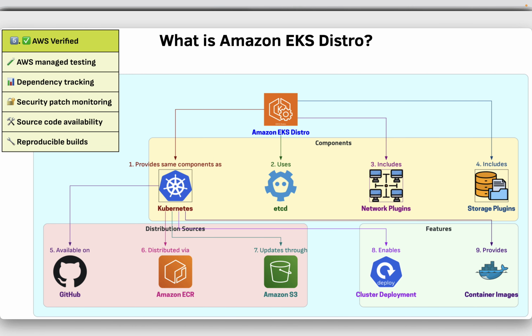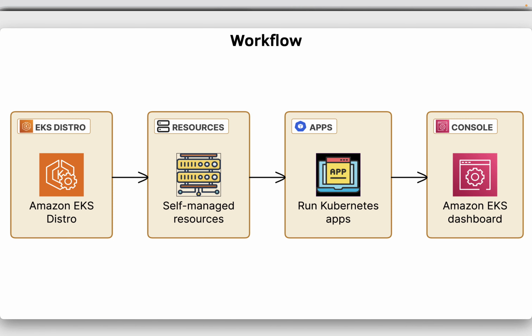When you deploy clusters using EKS Distro, you benefit from the fact that AWS takes responsibility for testing and keeping track of Kubernetes updates, dependencies, and security patches. Each EKS Distro release undergoes verification for compatibility with new Kubernetes versions, and you also get the source code, open source tools, and the settings to ensure reproducible builds.